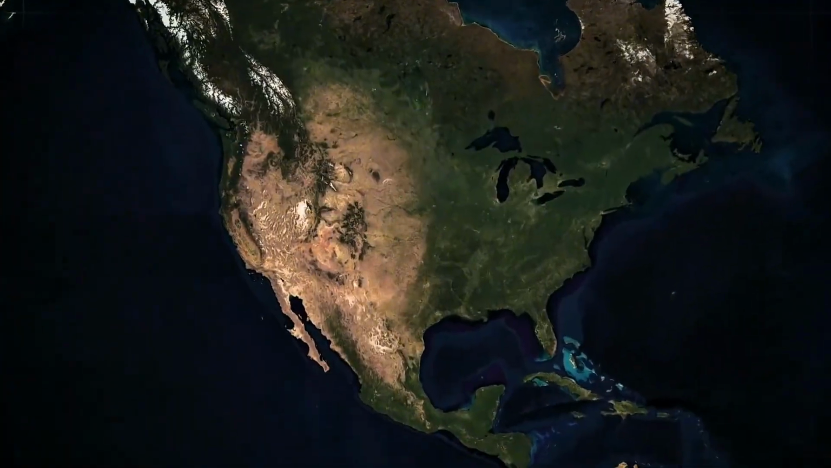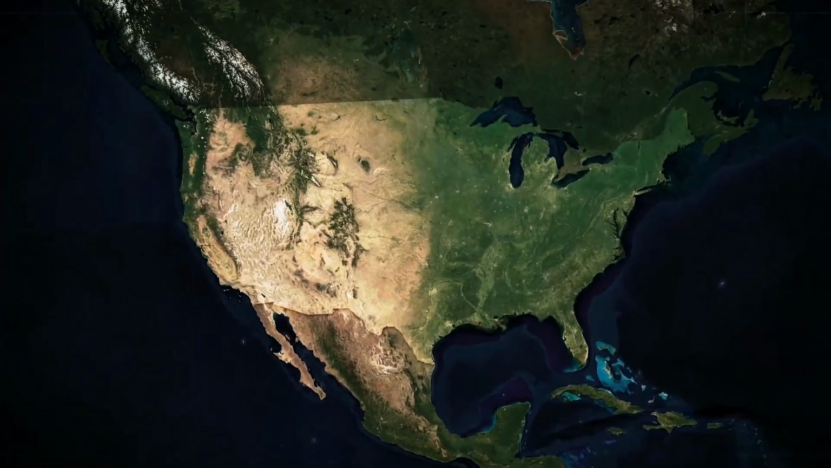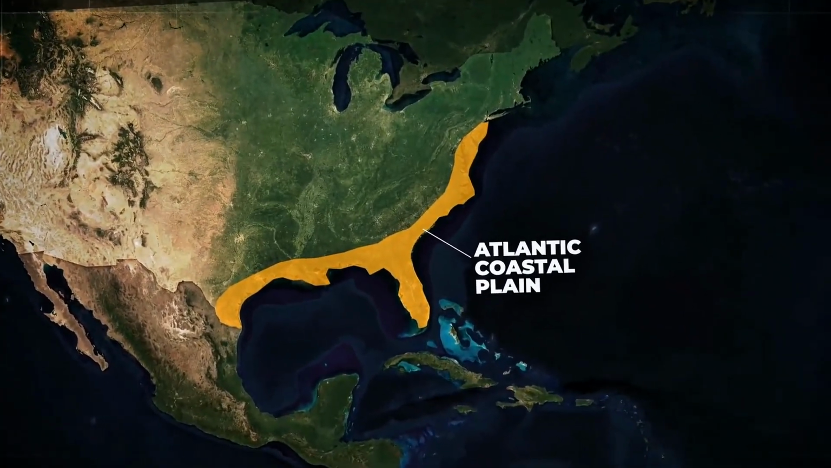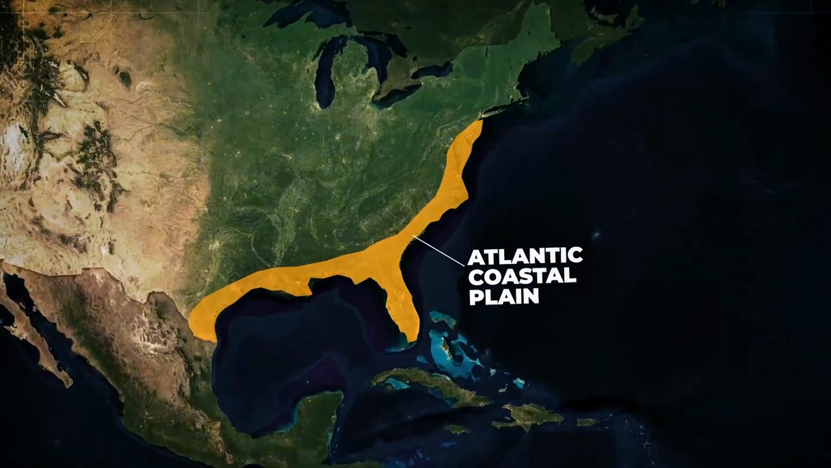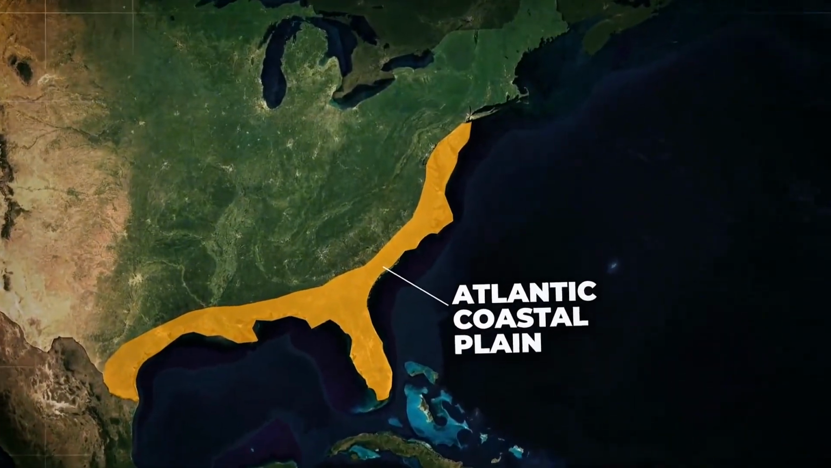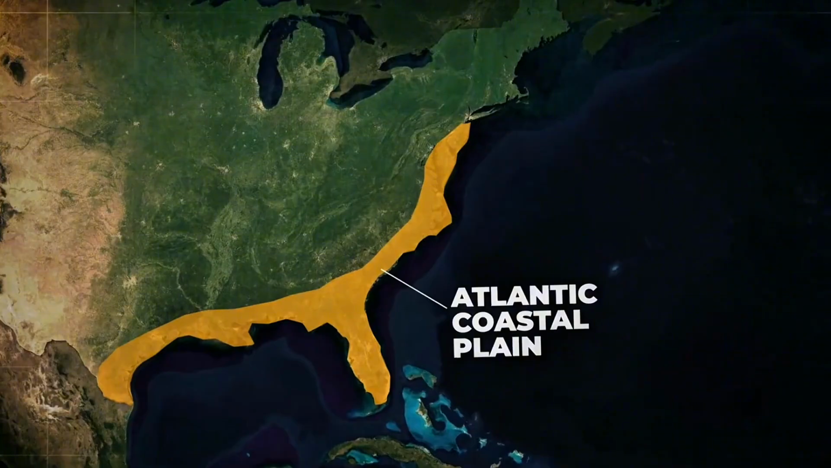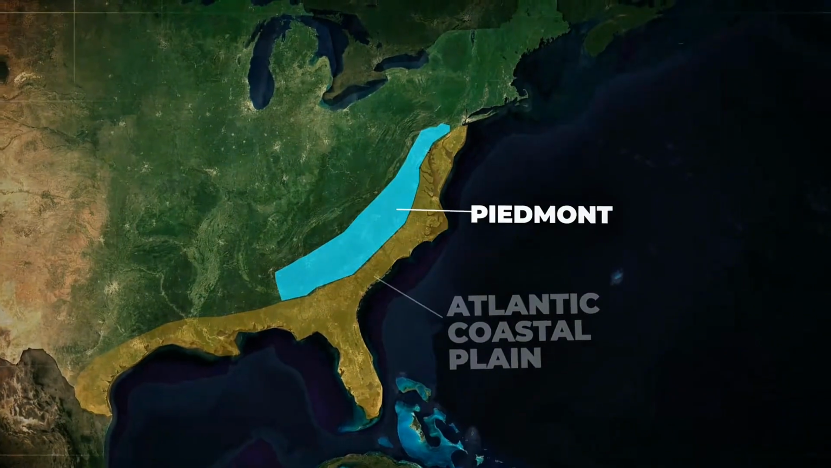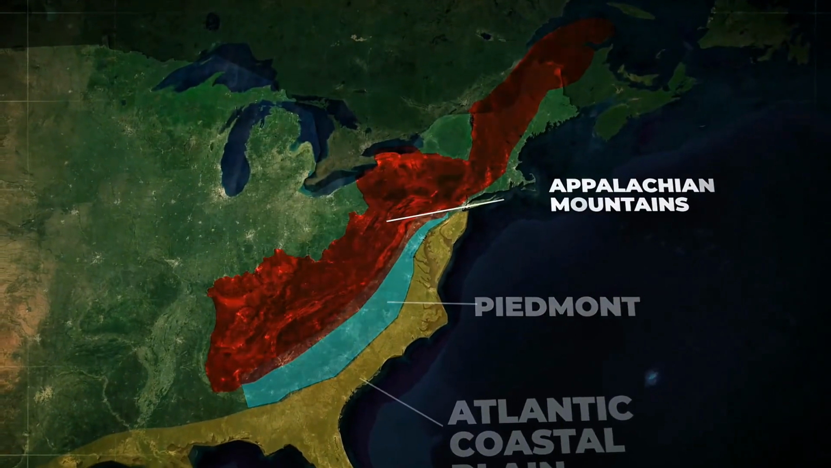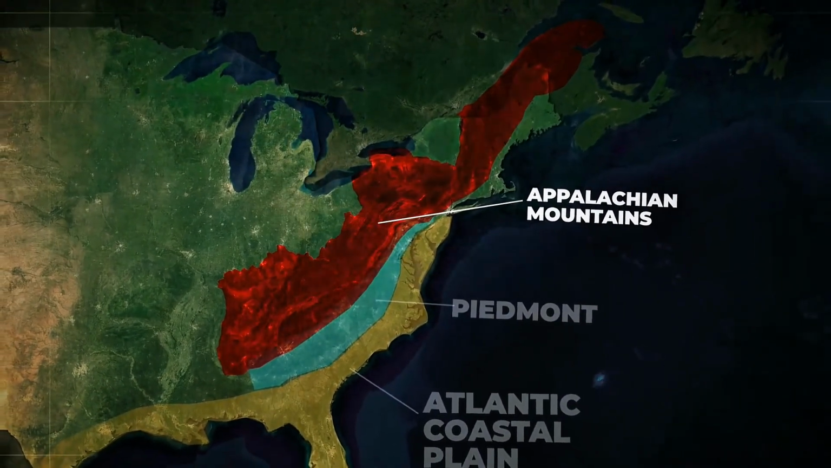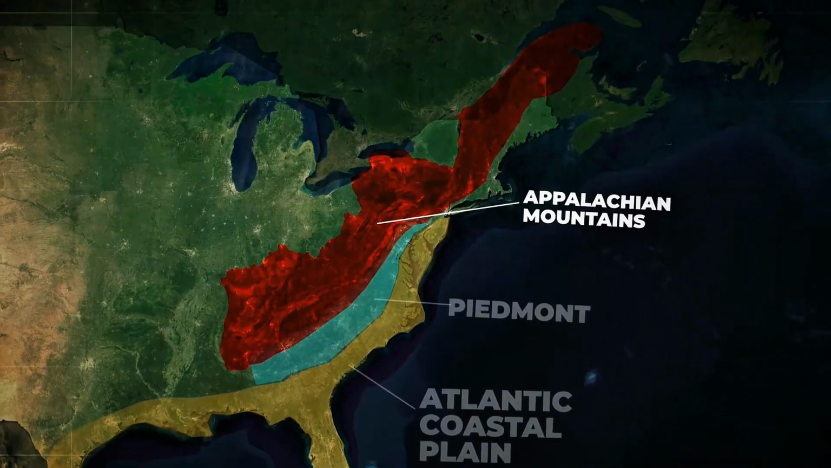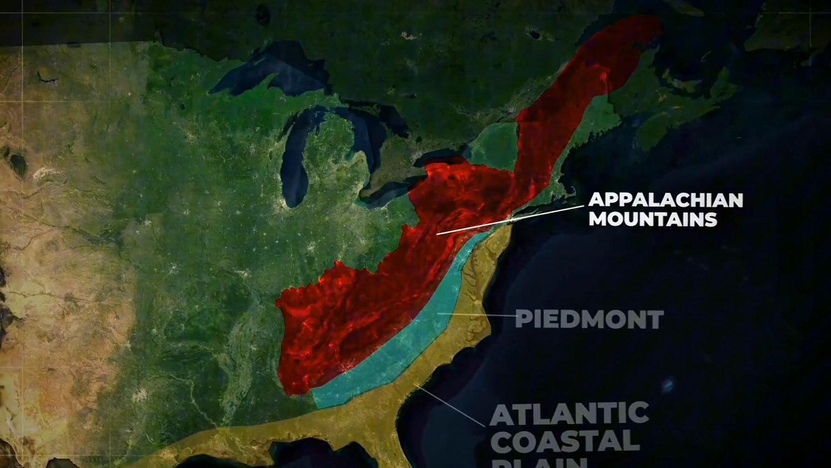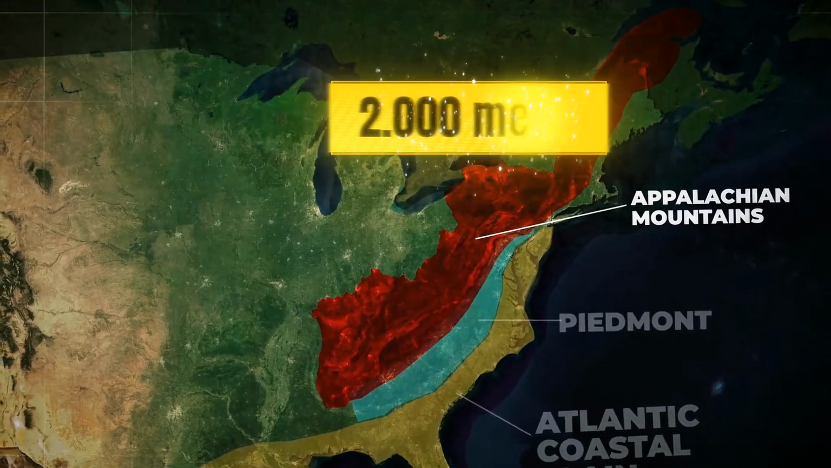So let's begin our journey starting from the east. In the east lies the Atlantic coastal plain, a flat and low-lying area near the ocean. Coastal plains are separated from the rest of the interior by nearby land-formed mountains. Moving inland, the land rises into the Piedmont region, which contains rolling hills and fertile soil. Beyond the Piedmont stand the Appalachian Mountains. The mountains are very old and have been heavily eroded over millions of years, making them lower and smoother than younger mountain ranges. The highest peak reaches about 2,000 meters.